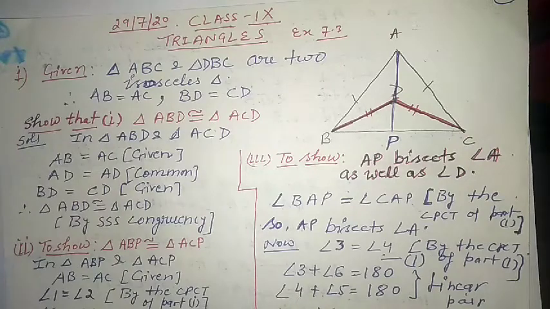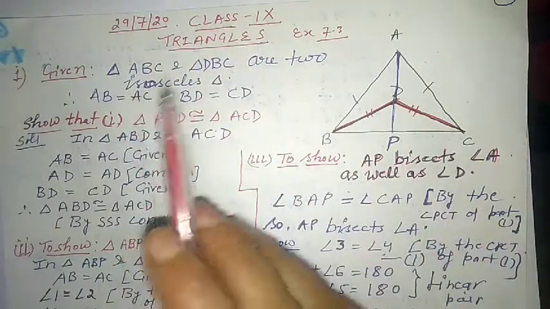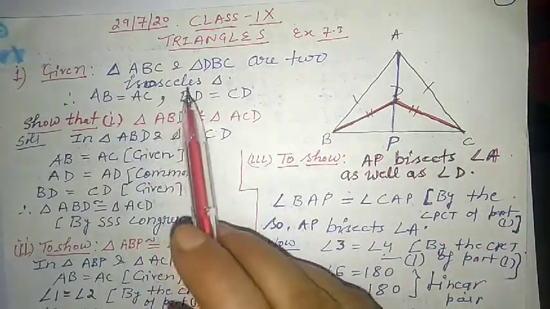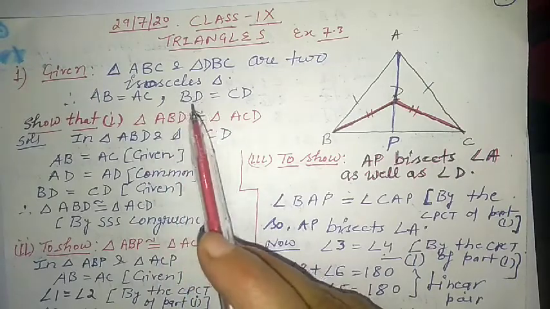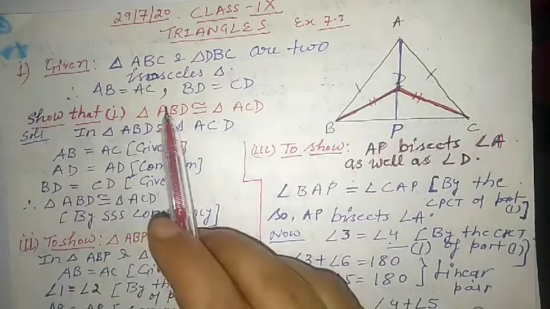Everyone. Today we are going to start exercise 7.3, chapter triangles. In previous videos we have discussed all the conditions of congruent triangles and exercises 7.1 and 7.2. Now we are going to discuss 7.3. So here is the first question.